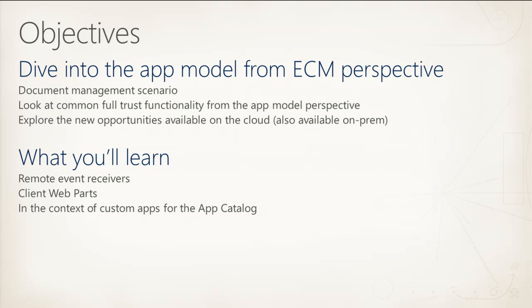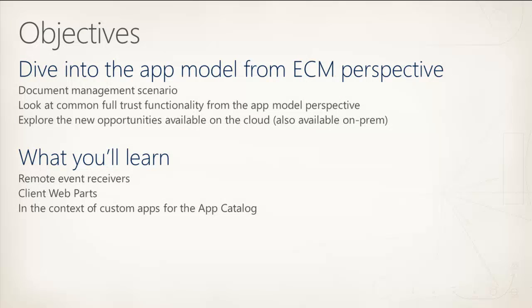So the things that you're going to be learning here is we're going to do a deep dive into remote event receivers. It's really cool functionality included in the app model, very powerful, especially when you think about the cloud. We're going to be also looking at client web parts and how you can expose content from external sources into SharePoint, both in the cloud and on-prem. And we're going to do that in the context of custom apps for the app catalog.